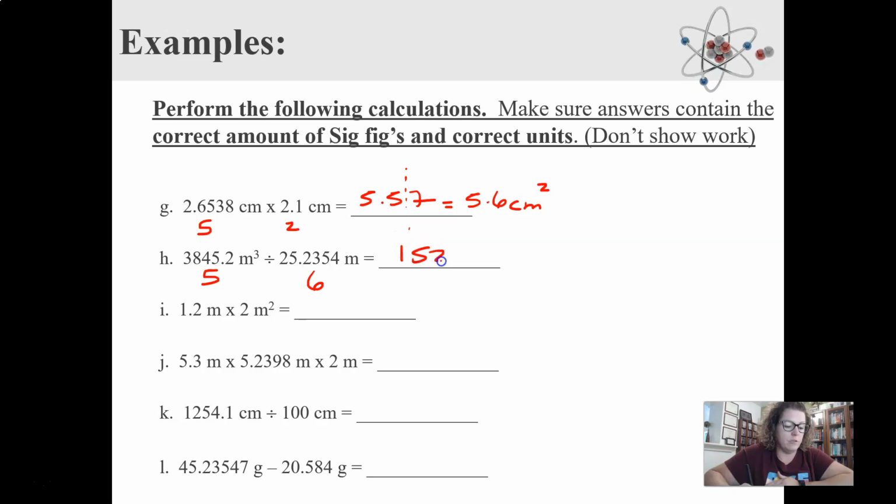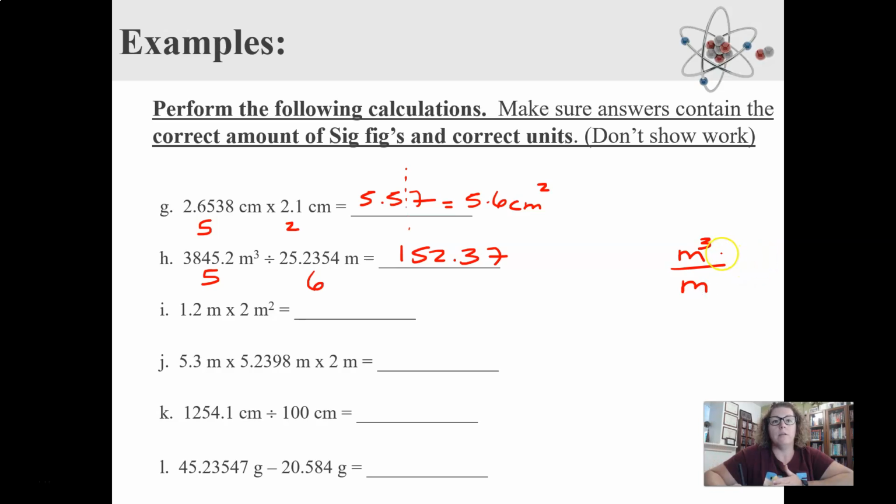So 152.37. The number after the 7 is a 3, so I know I'm going to cut right there. But what happens to units? Well, if you need to, do it over here. I have meters cubed divided by meters.